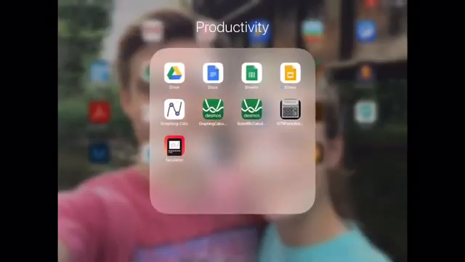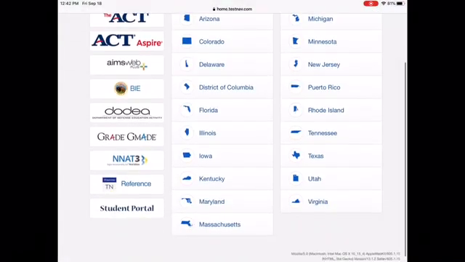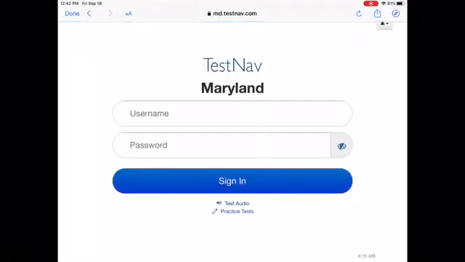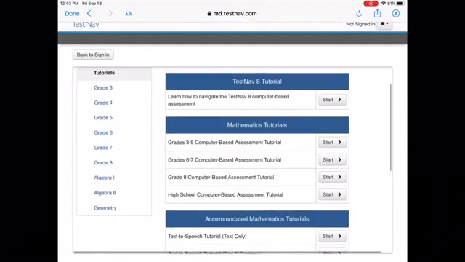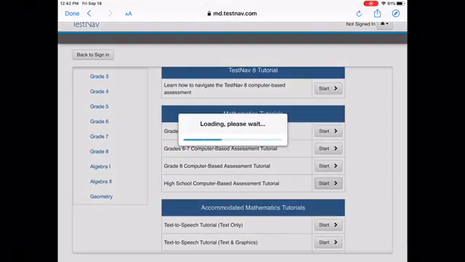So we have an app that looks like this. It is iStep Practice. It's a little gray calculator. Click on that. It'll bring up a bunch of states. If you click on Maryland and then click Practice Tests, you can go down to the mathematics tutorials and do the high school computer-based assessment tutorial.